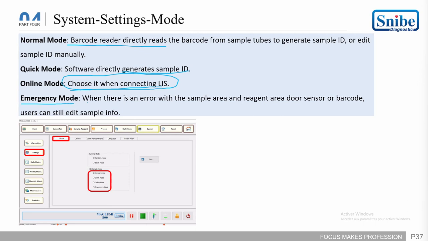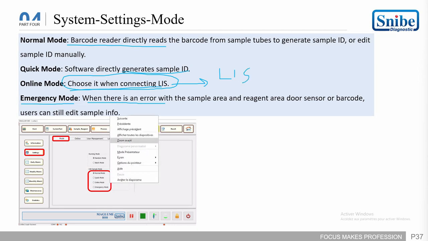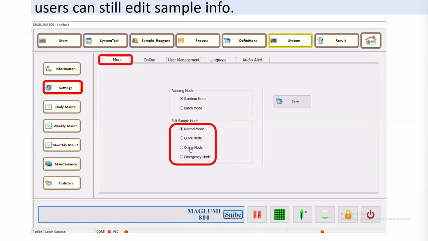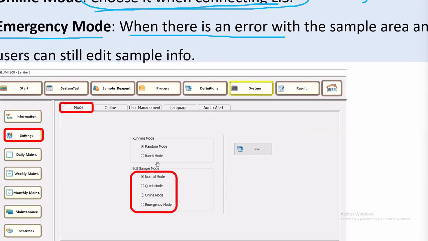For the emergency mode, when there is an error, so when you connect your software, your Maglumi, to the LIS, you have to select this mode. So it is used for the LIS mode, the online mode.